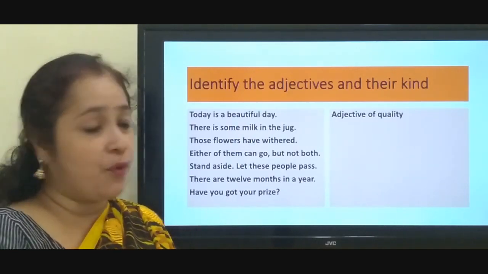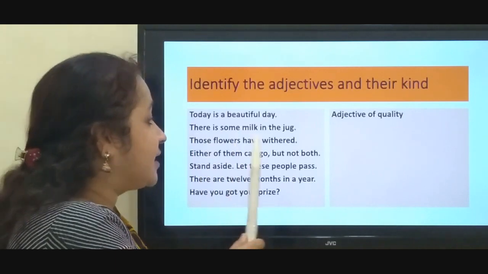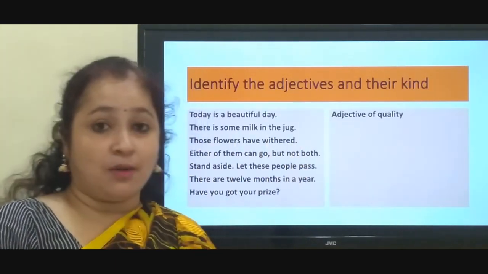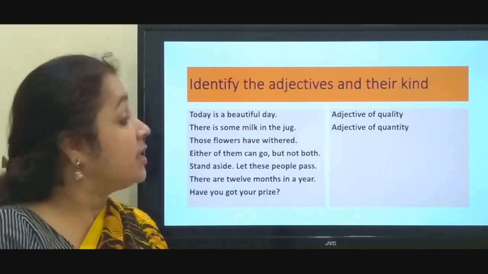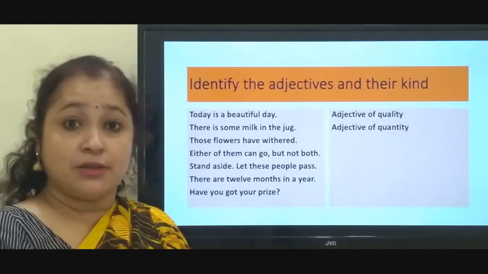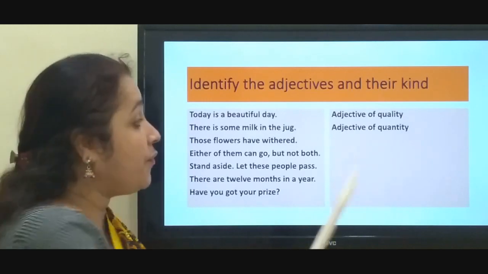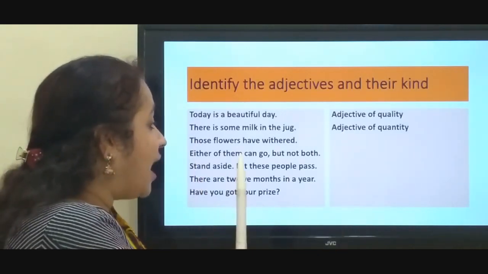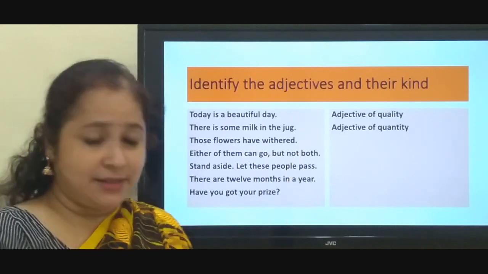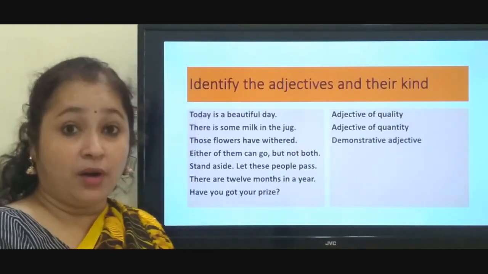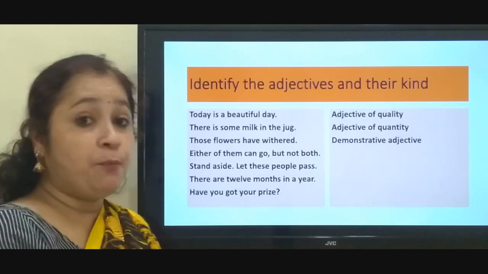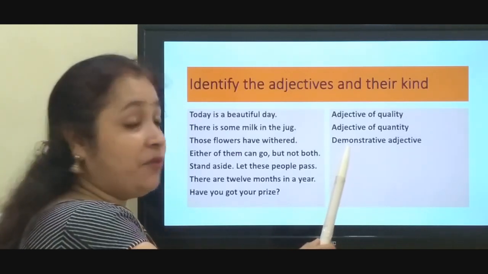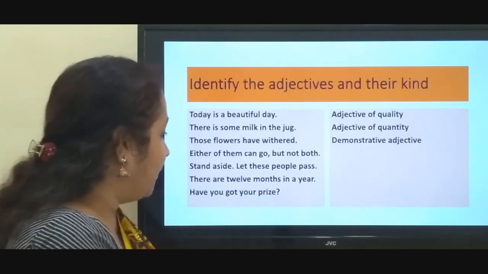Now, let's move forward. There is some milk in the jug. Yes, students, some is a word that describes the quantity of milk. So, it is an example of adjective of quantity. Those flowers have withered. Yes, students, those is a word that has been used to point at flowers. So, it is an example of demonstrative adjective.